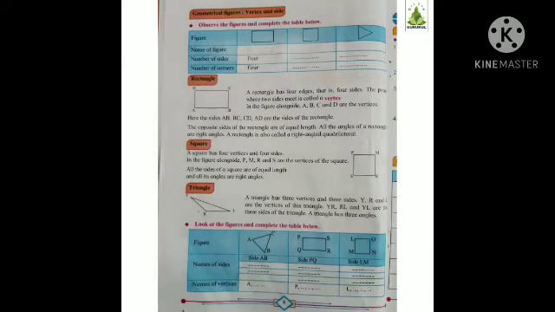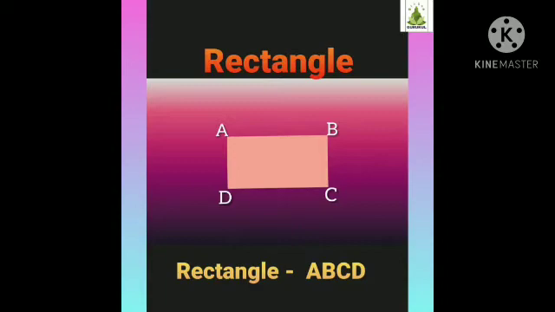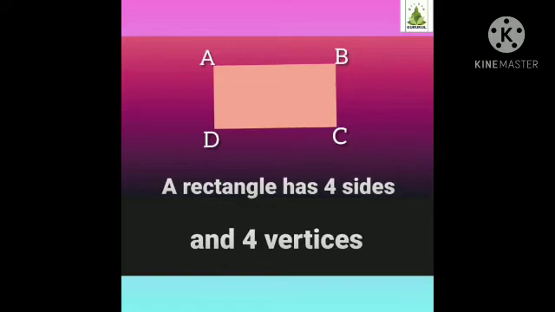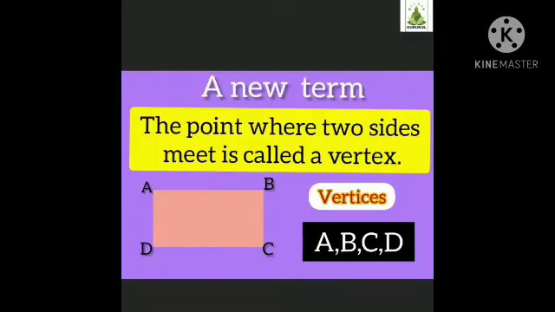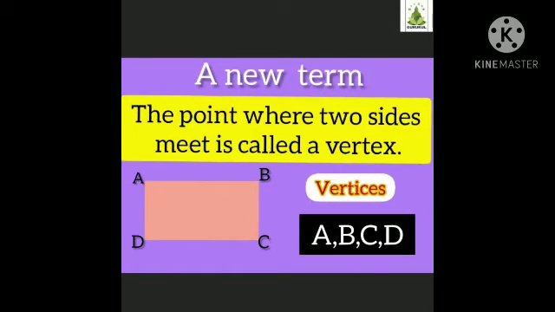My dear children, now tell me, which figure is this? It is a rectangle, and a rectangle has 4 sides and 4 vertices. So today we will learn in detail about vertex. A new term. The point where 2 sides meet is called a vertex. Here, side AB and side BC meet at the point B. So B is a vertex.